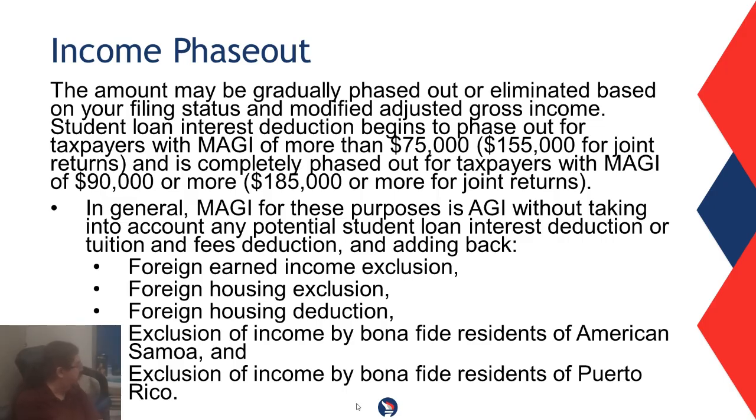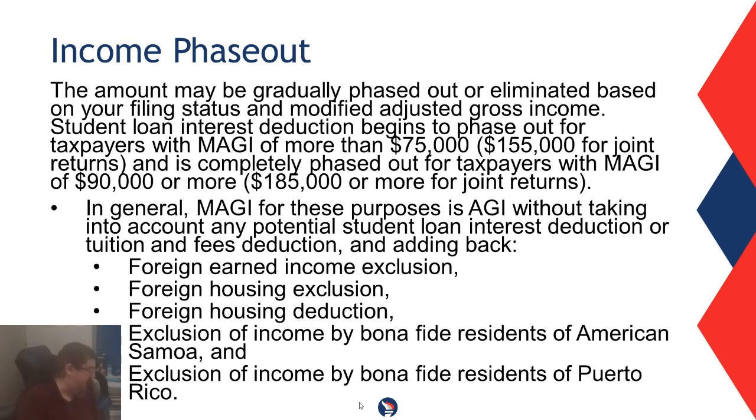And we do have an income phase out. So if you notice on the quick finder handout that I gave you, student loan interest deduction is the third box in the top row. And the phase out range for married filing jointly is 155 to 185. For every other filing status, it's 75,000 to 90,000. So it's not quite exactly double, and that's because of how the rules on rounding go.